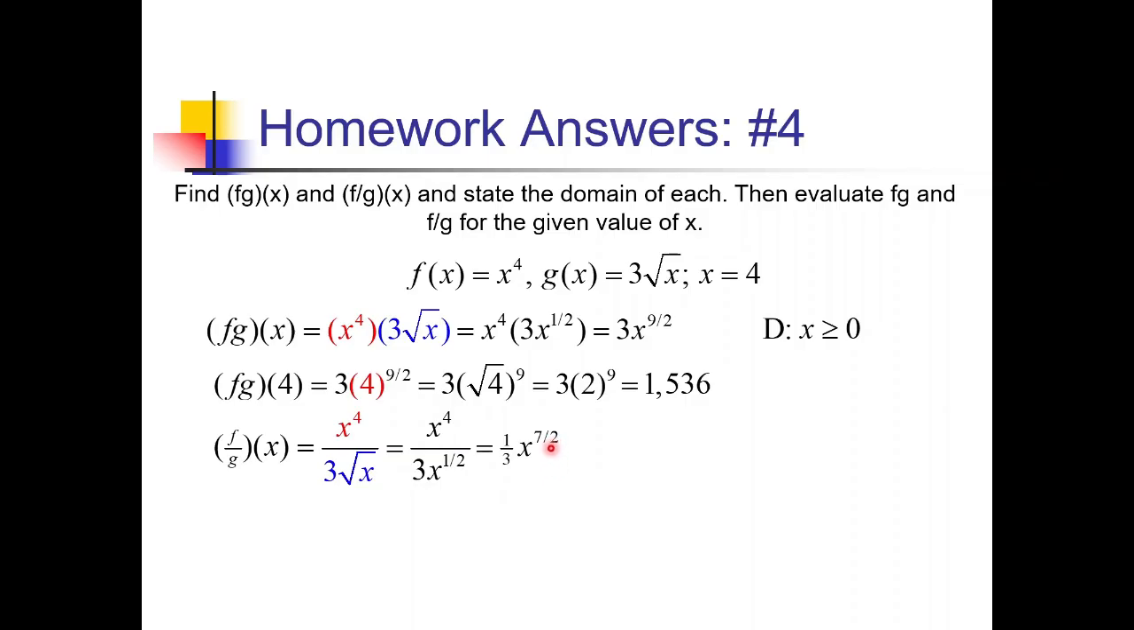For the domain on this one, we have that radical again. So again, we have to have x not negative. But also because we have an x in the denominator of the original, we have to have x not be 0 as well.